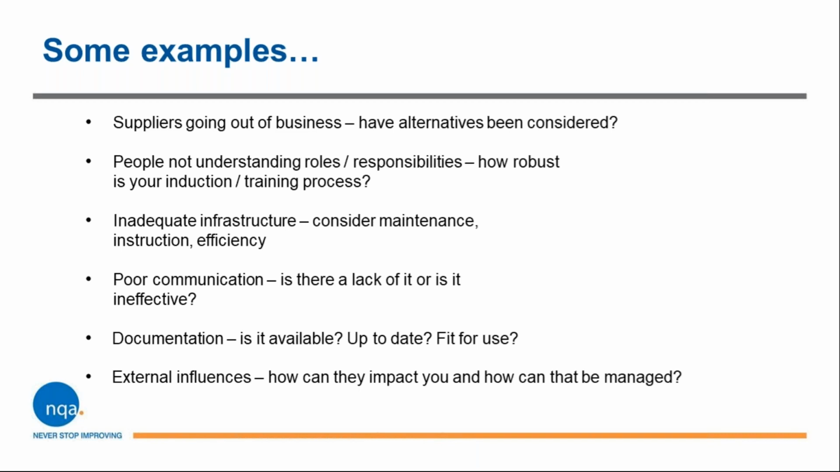Obviously, external influences. The standard talks about interested parties. It talks about needs and expectations, but that goes both ways. It's what you expect of them and them of you. So look at what's uncertain in that regard. To what degree can they impact you and what you do as an organisation? Chances are there's going to be an uncertainty associated with that.